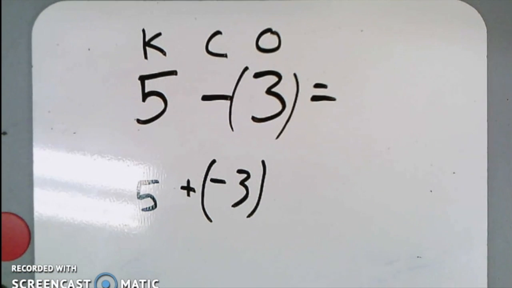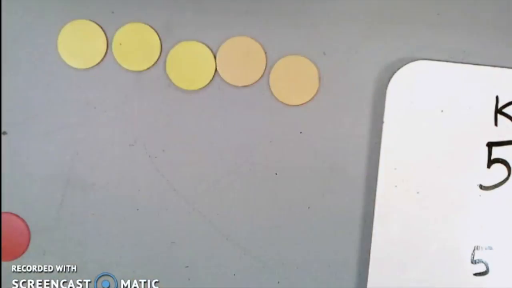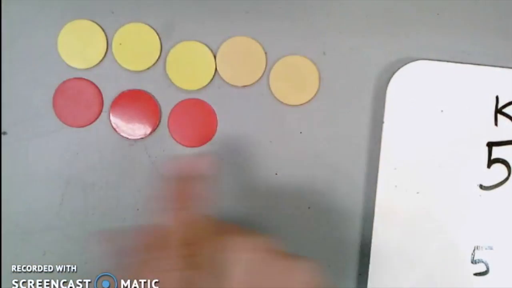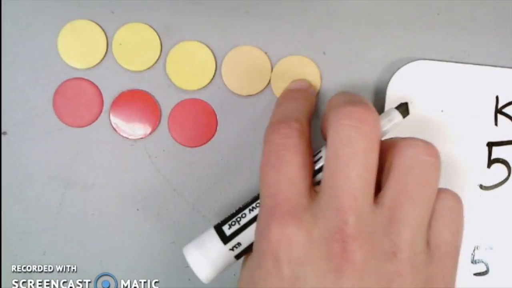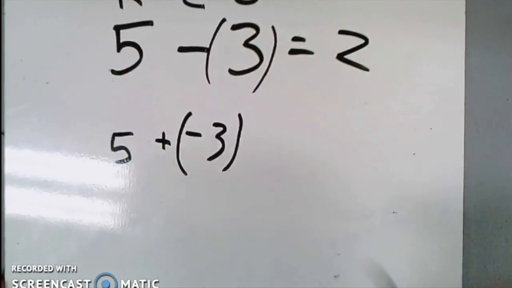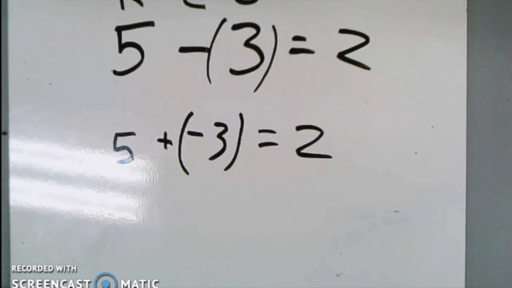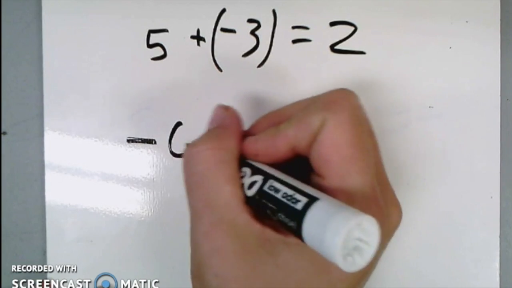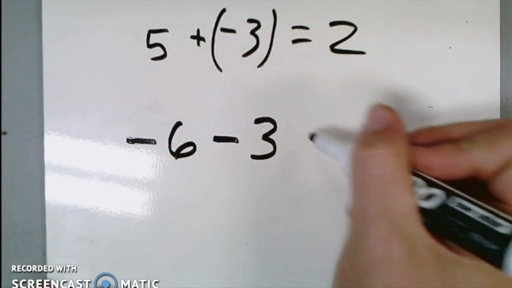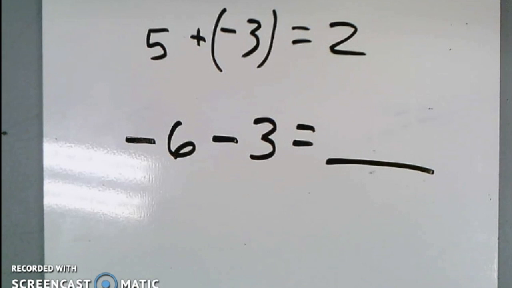Let's look at that with our chips. So you can see if I have 5 positive chips and I add 3 negative chips, I would take the absolute value of 5 and of 3, subtract them, and I'm left with 2 positive chips. It's the exact same thing. This can be really helpful because this is a really common mistake. Let's say that I had negative 6 minus 3.